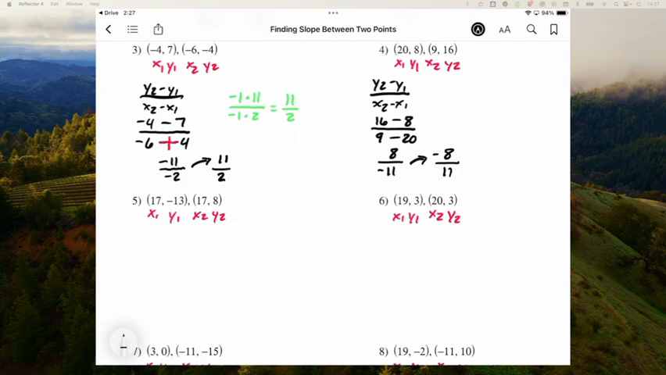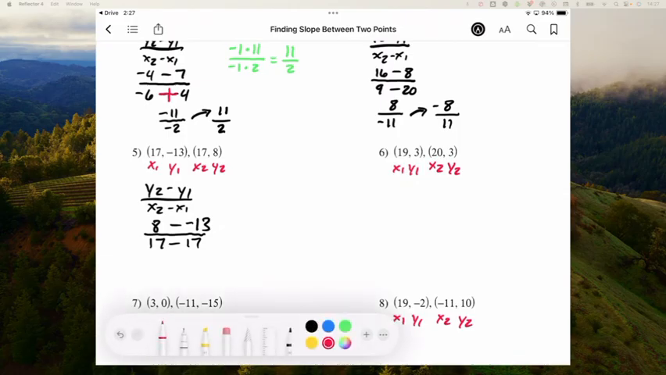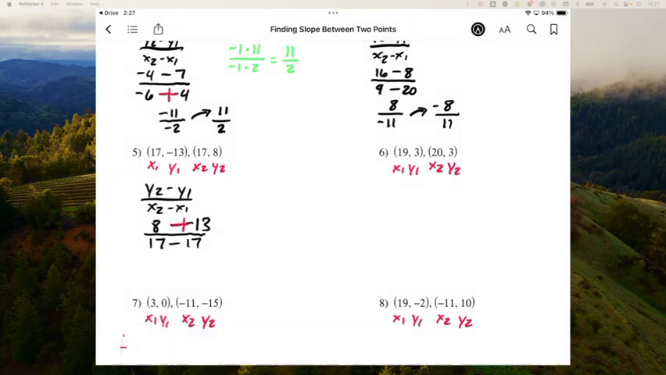Okay, next set, y2 minus y1 over x2 minus x1. y2 is 8, y1 is negative 13, x2 is 17 minus 17. This is going to be an interesting one. It's going to be unique. We'll talk about it in just a moment. Those two negatives will make a plus. 8 plus 13 is 21. 17 minus 17 is 0.